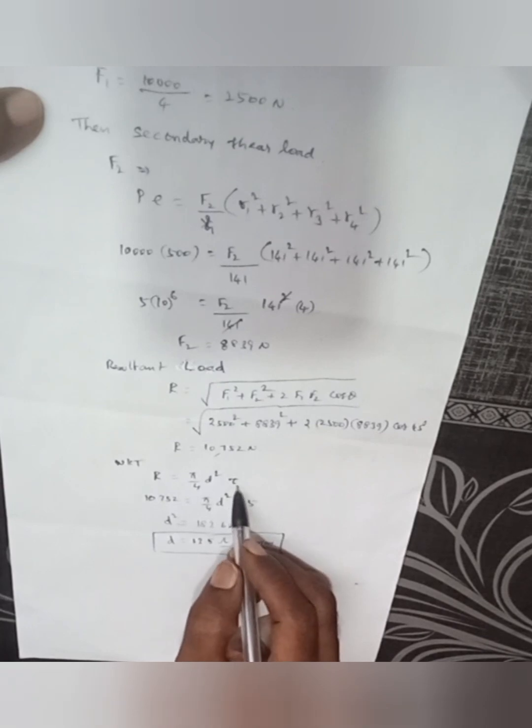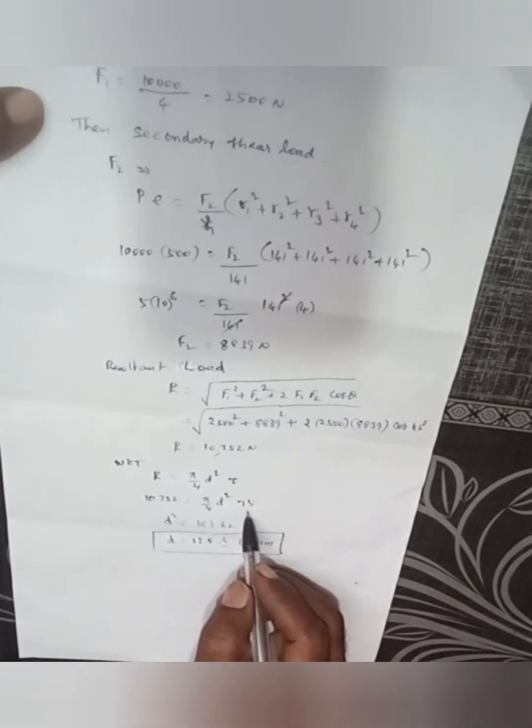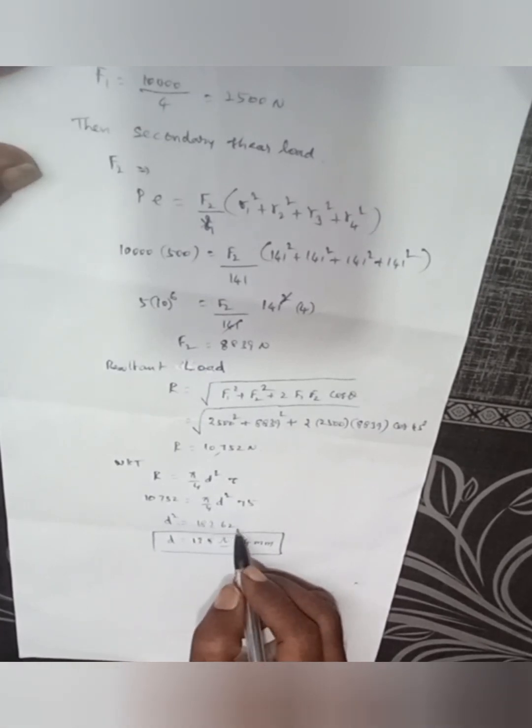into allowable stress. If you put the allowable stress value 75, d square will be 182.62. Then d will be 13.5 mm, approximately 14 mm. So this is the result.